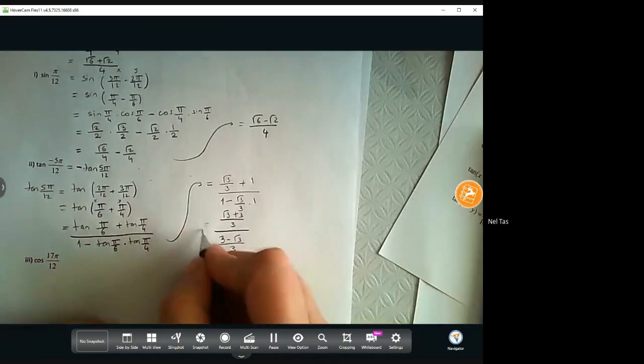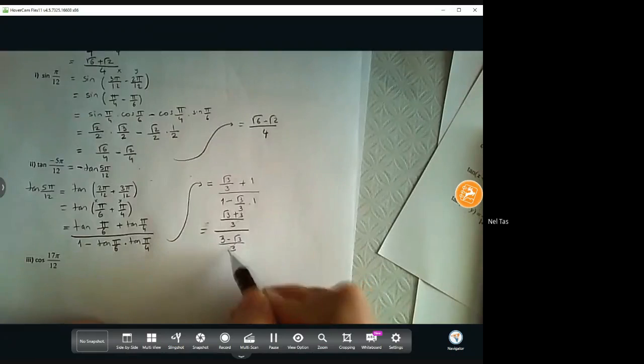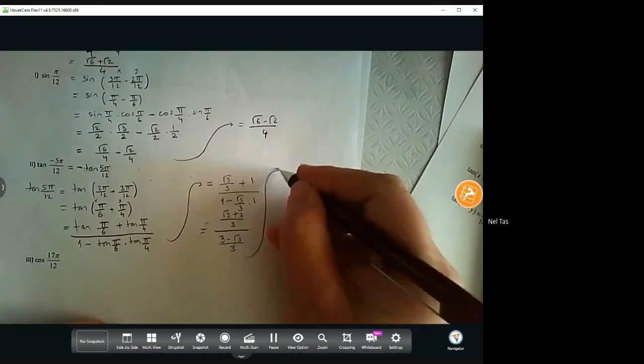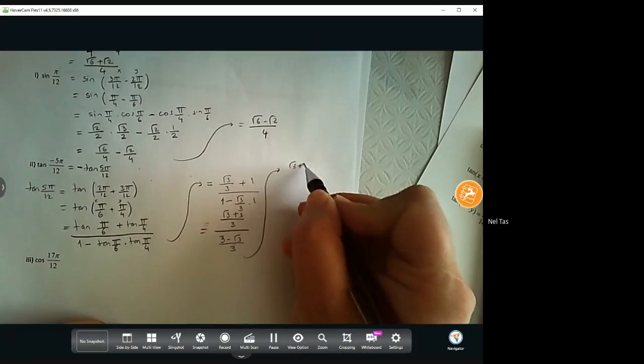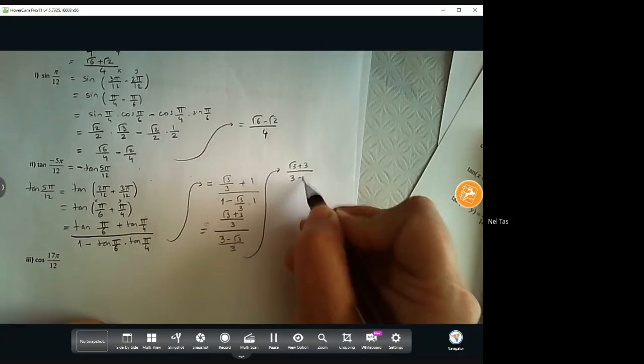Okay, so here now we can actually simplify these 3 and 3. So you end up with root 3 plus 3 over 3 minus root 3.